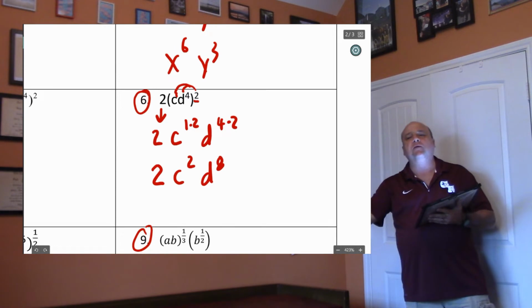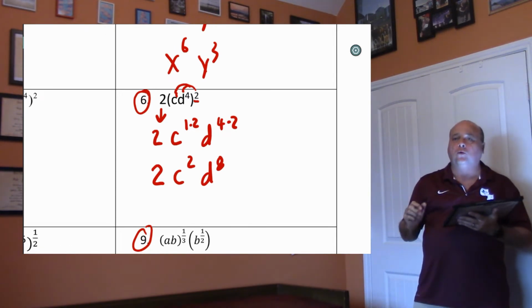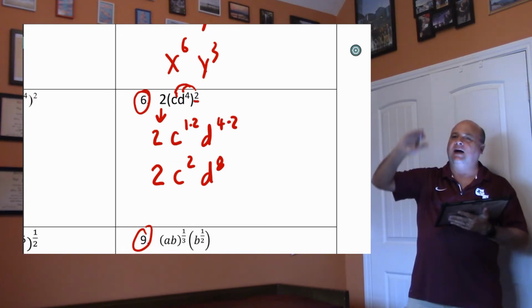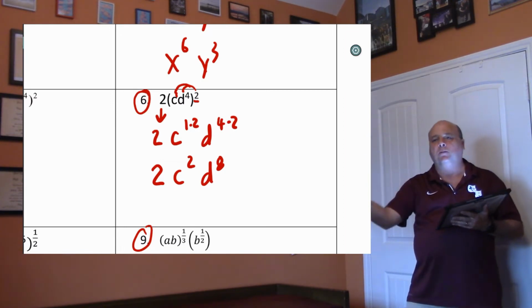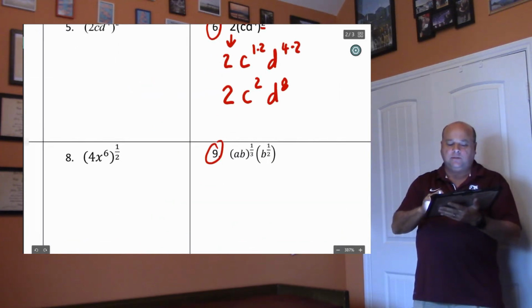The numbers on this are going to be small. The math's going to be easy. You've got to know the rules though. When you have a power to a power, you multiply. When you divide, you subtract. When you multiply, you add. Negative exponent moves the base across the fraction bar.